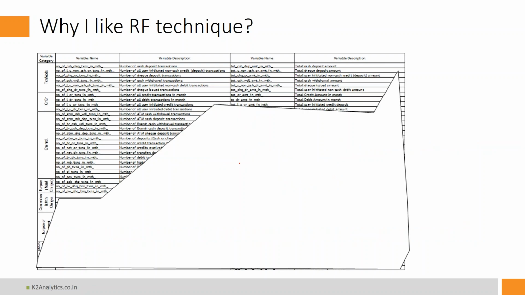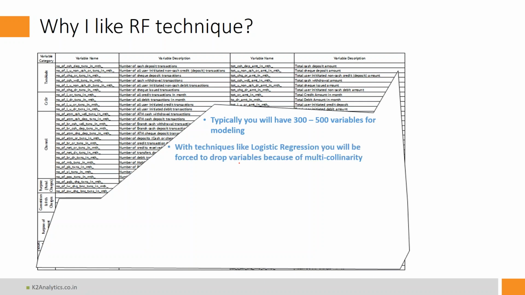Finally, why I like the random forest technique. Typically, in practical scenarios, you will have 300 to 500 variables. We learned logistic regression, and logistic regression has one important challenge: it cannot handle multicollinearity. If there are two or more correlated variables, what will you do? You have to drop the correlated ones and keep only one of the variables.